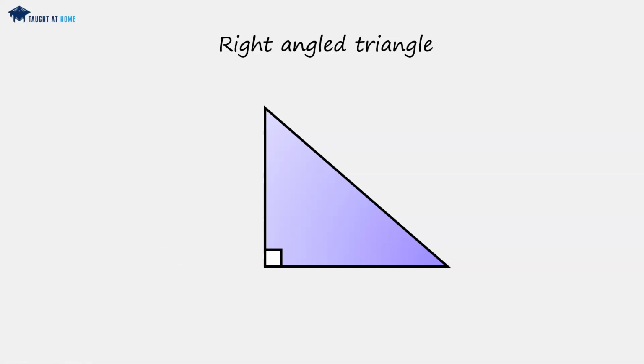The longest side is directly opposite the right angle. We call this longest side the hypotenuse. We can label the two shorter sides, side A and B, and we can label the long side, the hypotenuse, side C.